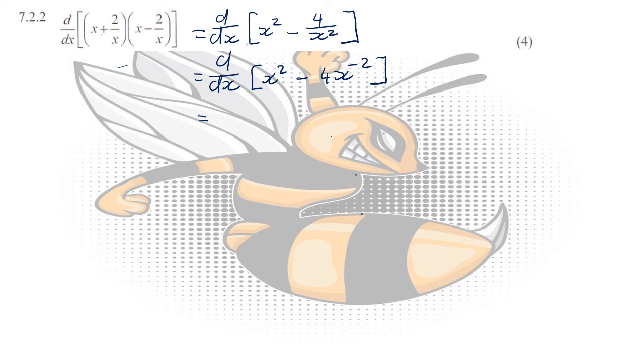So we take the 2, we multiply it with whatever is in front of the x squared, which is 1. So we have 2x minus 4 times minus 2 gives me 8. x to the power of minus 2 minus 1 gives me minus 3. And we like to write it so that our exponents are positive, so it becomes 2x plus 8 over x to the power of 3. And that will then be it.